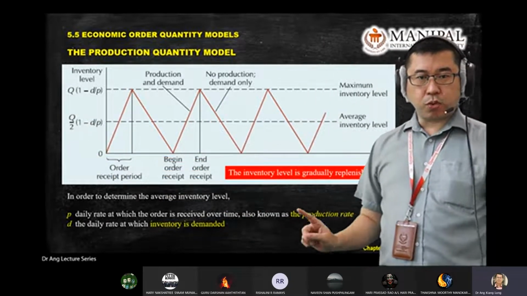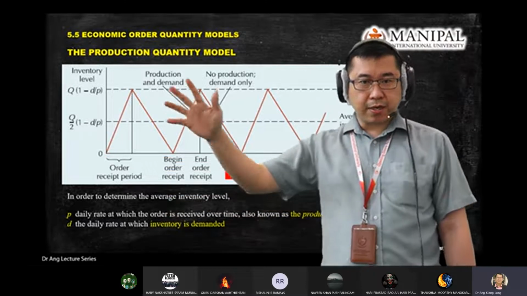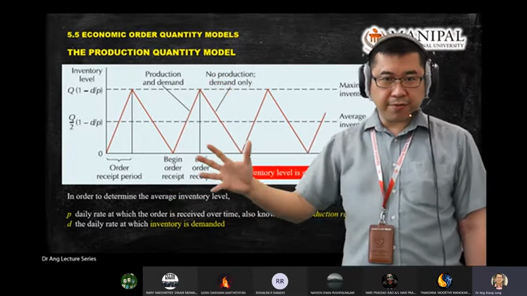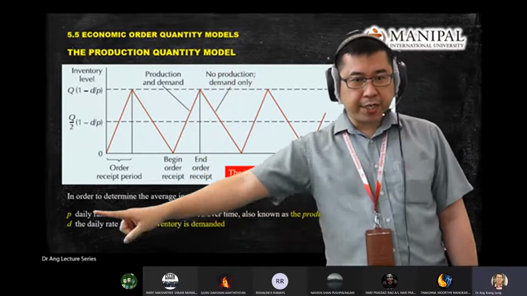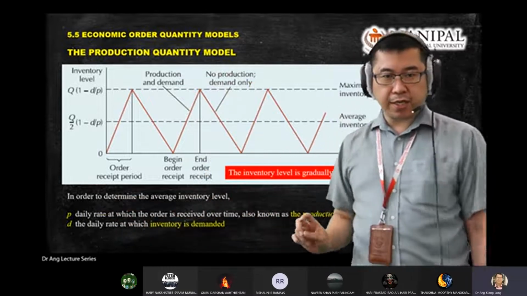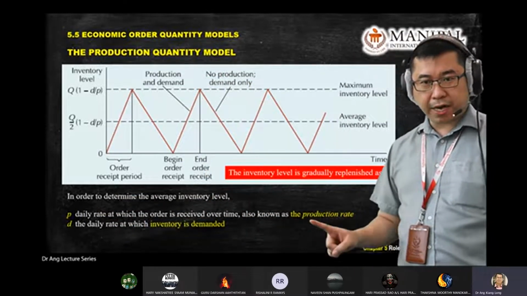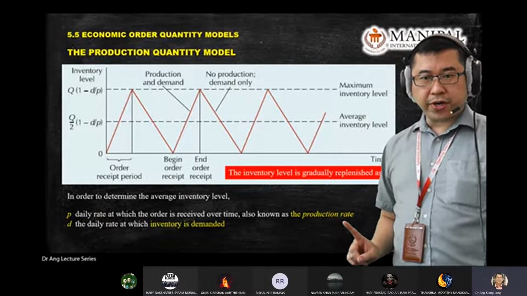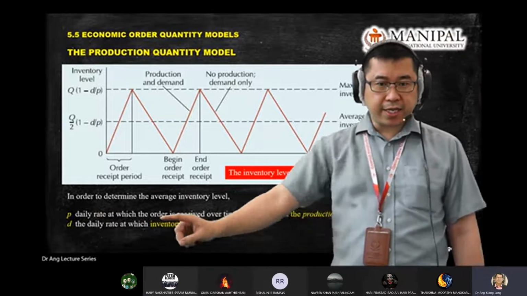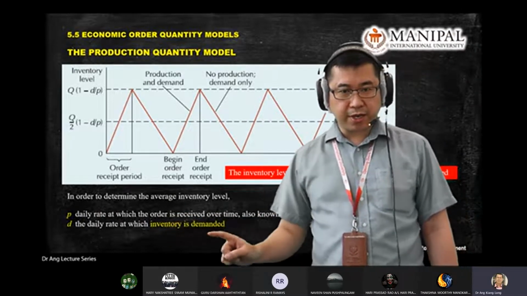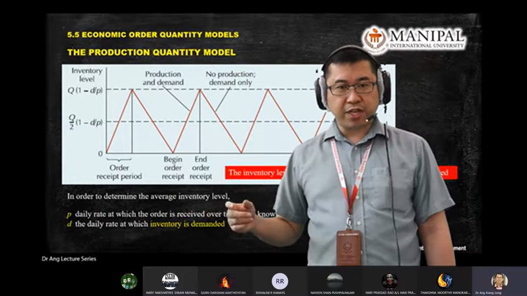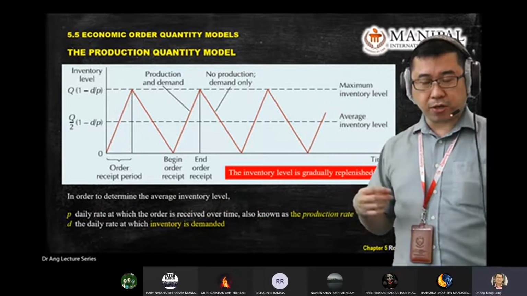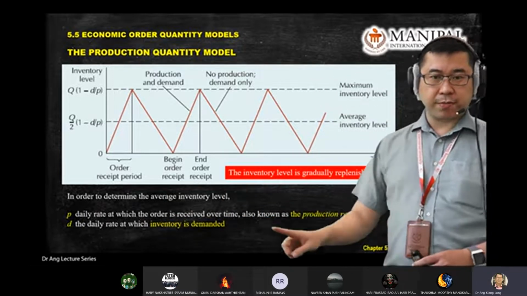Okay, so two new terms for today. On the production quantity model graph, you are looking at P and D. What is P? Quantity in your production, meaning how many you produce, the production rate. And D is your inventory demand. How many you give out, you sell or you distribute your goods, right? Your demand.